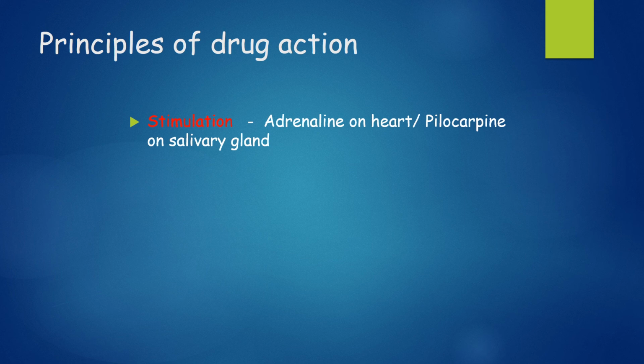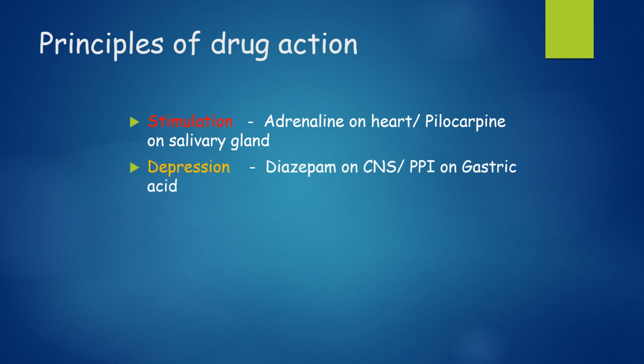Like stimulation, the next principle is depression. In the same way, we can depress an organ, or a molecular or receptor level. For example, diazepam depresses the CNS, so it shows a sedative effect. Sedation means it causes a depression in our CNS. So depression is a principle of drug action.